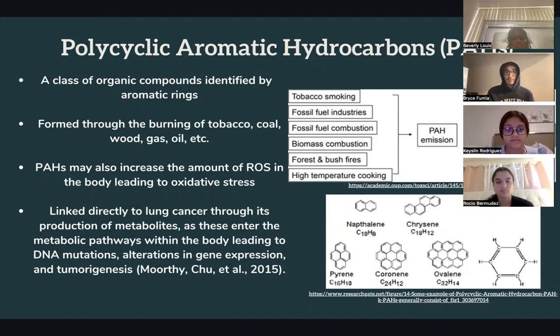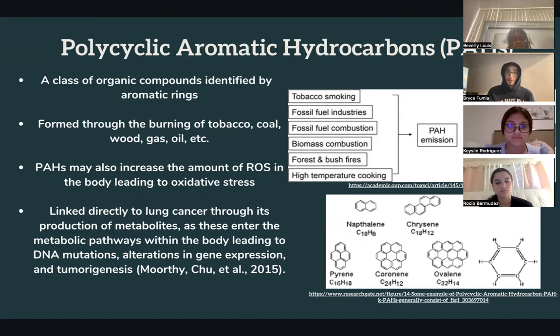These are formed through the burning of tobacco, coal, wood, gas, and oil. As seen on the graphic at the top, these are shown on the left-hand side. So tobacco smoking, fossil fuel industries, fossil fuel combustion, biomass combustion, forest and brush fires, and high temperature cooking. These lead to the emission of the polycyclic aromatic hydrocarbons, which are then inhaled and enter through the human airway.